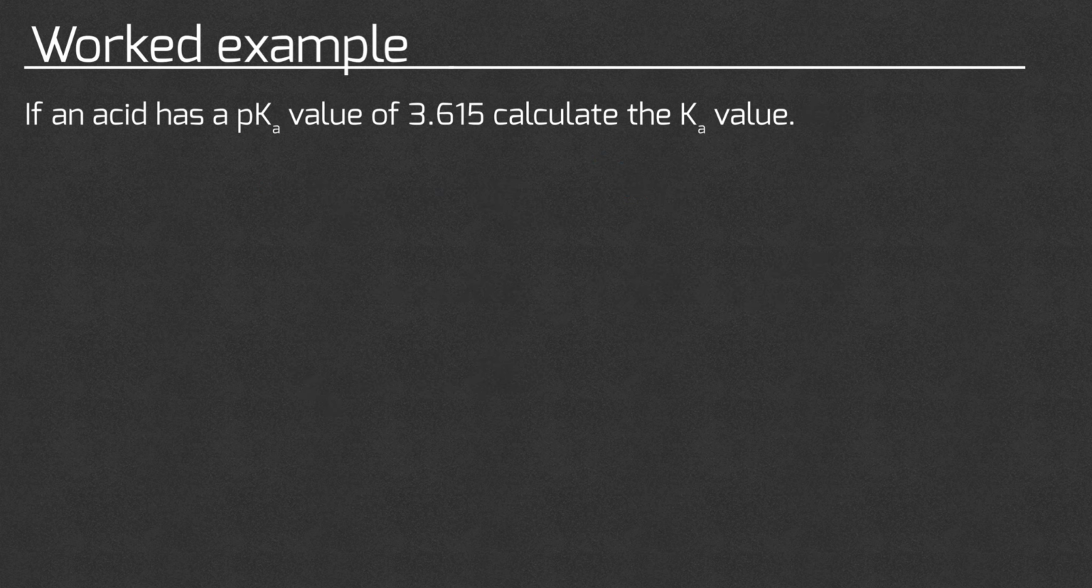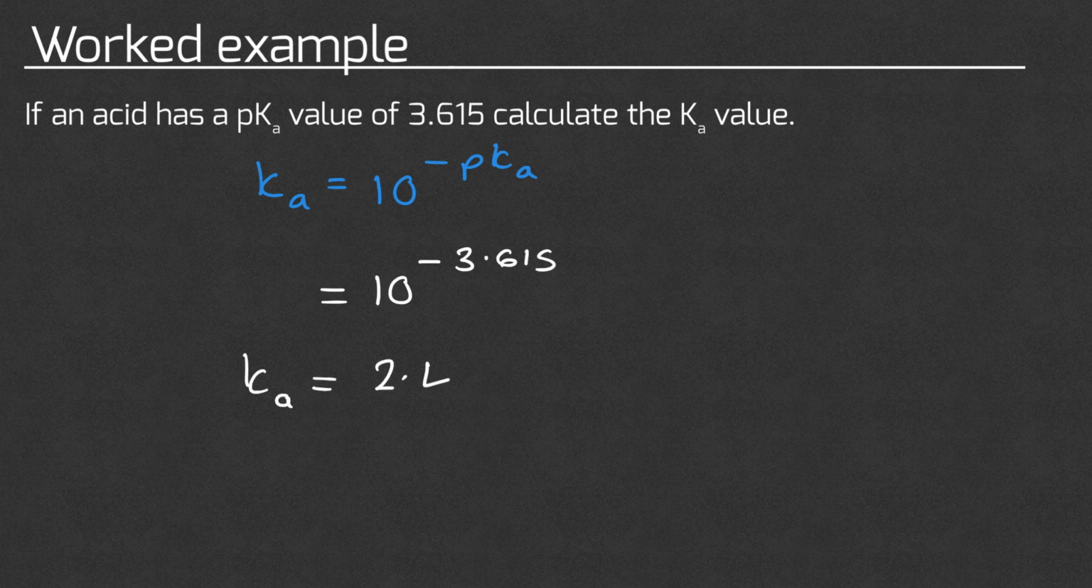So for this example, we're told if an acid has a pKa value of 3.615, calculate the Ka value. So the first thing we need to do is write down the equation linking pKa and Ka. Once we've done that, we then need to sub in the values from the question. And then finally, use our calculator to get the answer, which in this case is 2.34 times 10 to the minus 4.